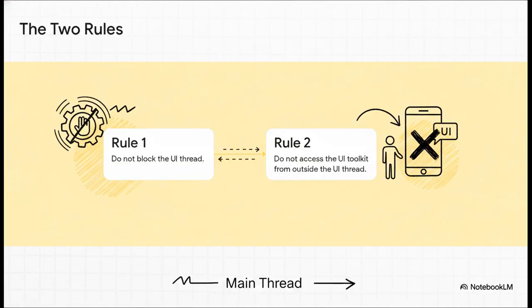When you boil it all down, it comes back to these two fundamental laws. These are the two commandments of building a responsive app. Rule number 1, do not block the UI thread. Rule number 2, do not access the UI toolkit from outside the UI thread. That's it. Every decision you make should honor these two rules.